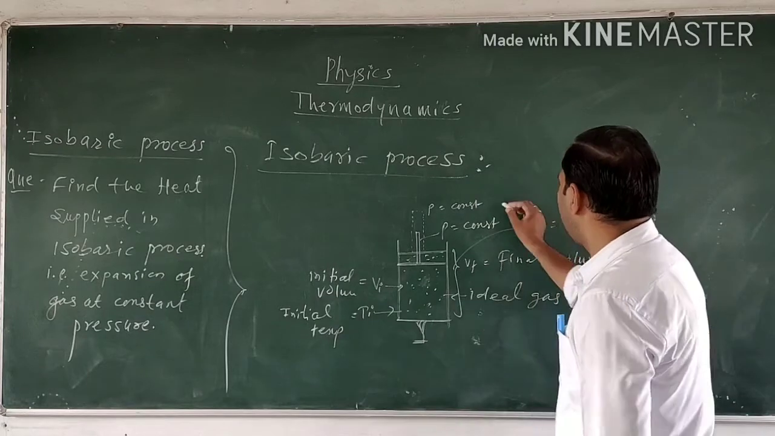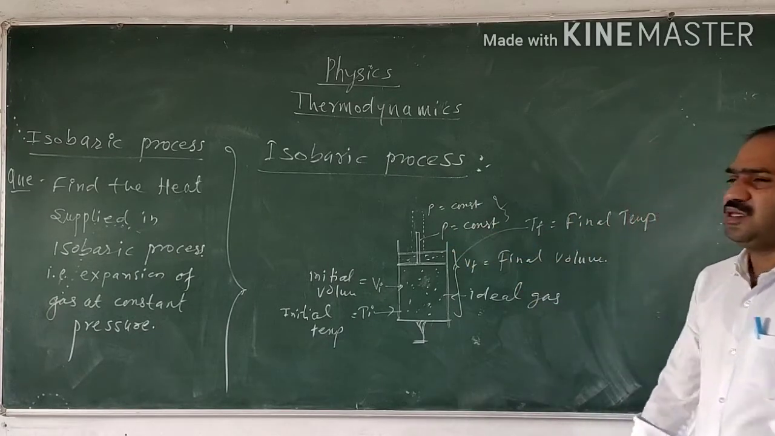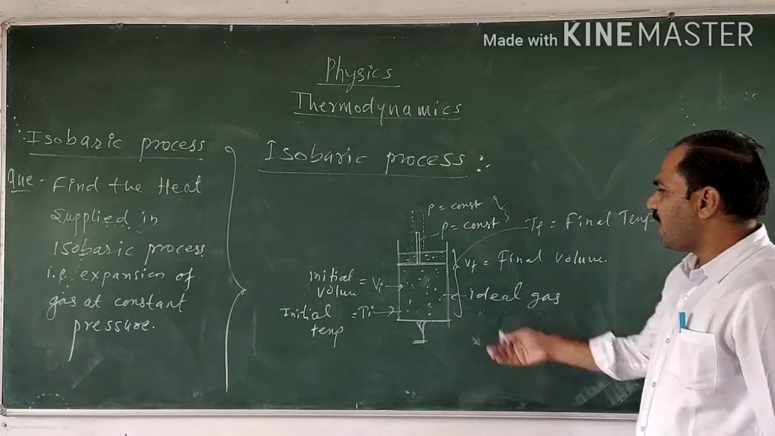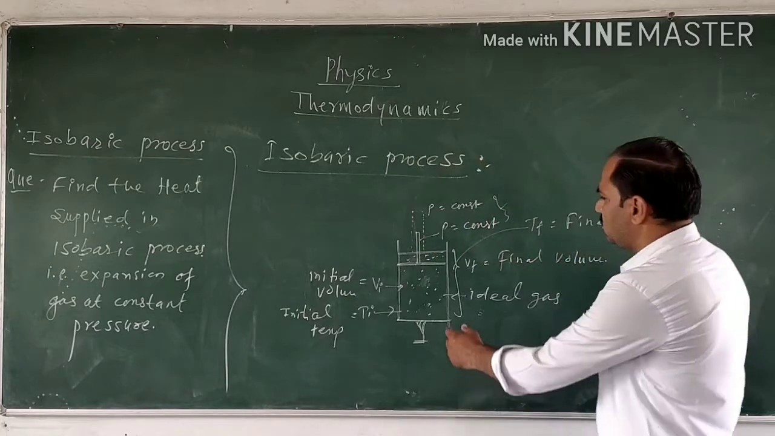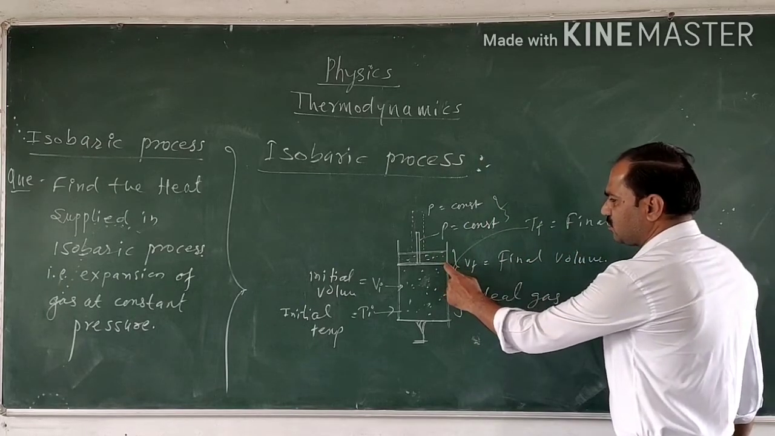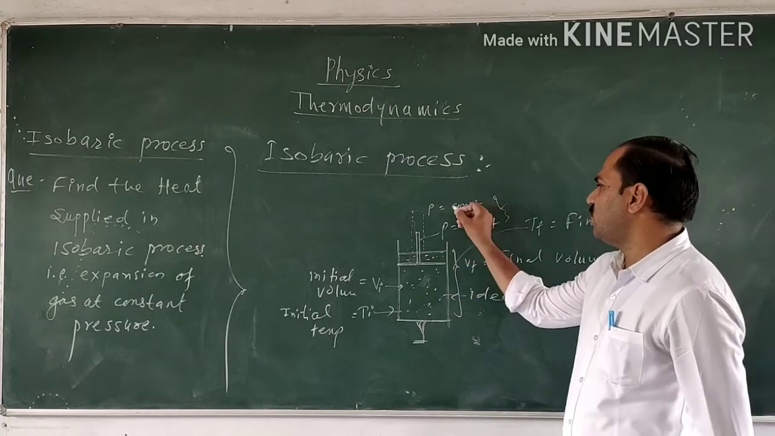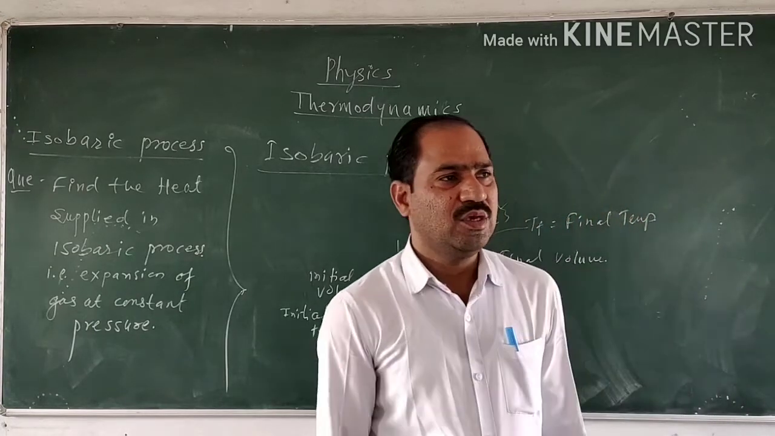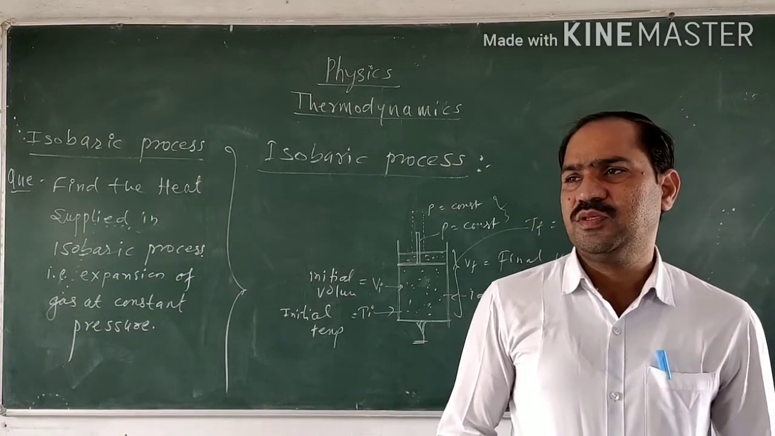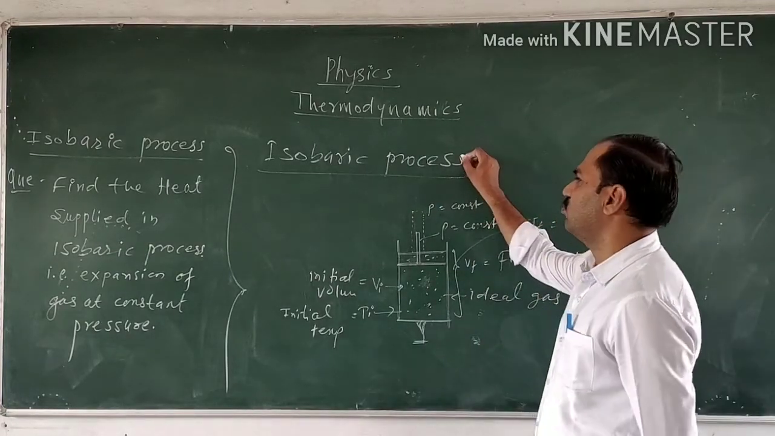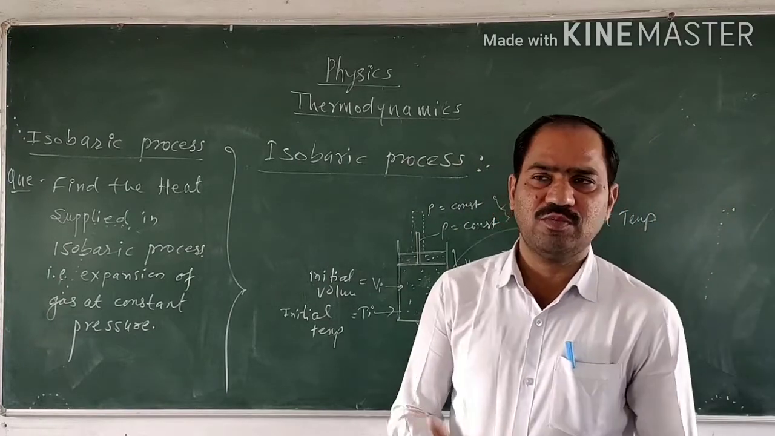But here we have to keep the pressure P constant. Whatever the value of the pressure initially exerted on the gas, it must remain constant. After the expansion of the gas, this value cannot change. If this happens, that process is called the isobaric process.